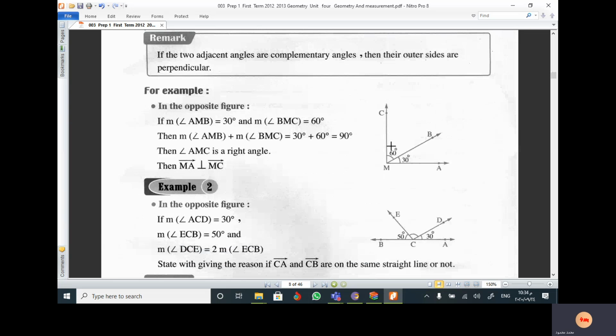Another remark, if the two adjacent angles are complementary, their sum equals 90 degrees, then their outer sides are perpendicular. Perpendicular means they make a 90-degree angle. We have here two angles. Their sum equals 90 degrees. The two angles are complementary. So AM is perpendicular to MC.